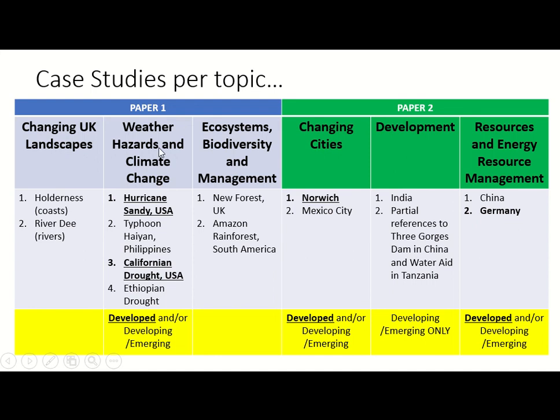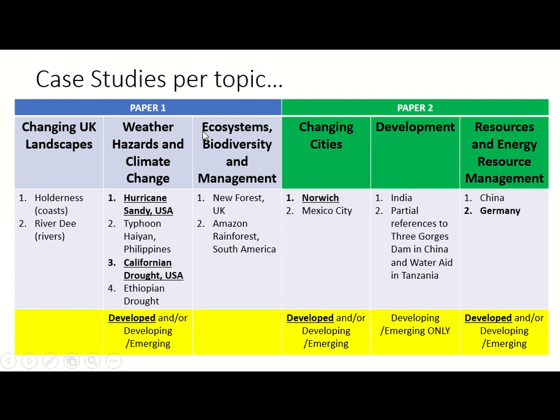The case studies for weather hazards and climate change are actually probably where you're going to find the most information, because we look at 2 types of weather hazard. We look at drought and we look at tropical cyclones. And for each of those 2 types of weather hazard, you need a developed case study and a developing or emerging case study. So in the case of tropical cyclones, we use Hurricane Sandy for our developed case study, and Typhoon Haiyan in the Philippines for our developing or emerging case study. And for drought, we use California versus Ethiopia.